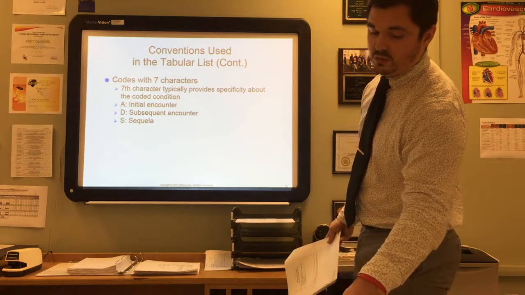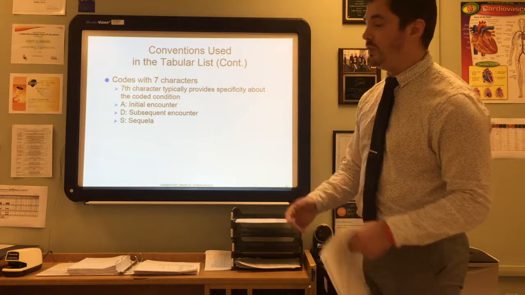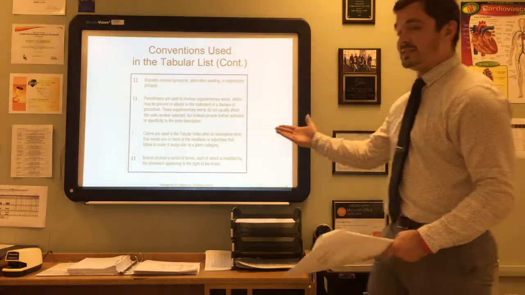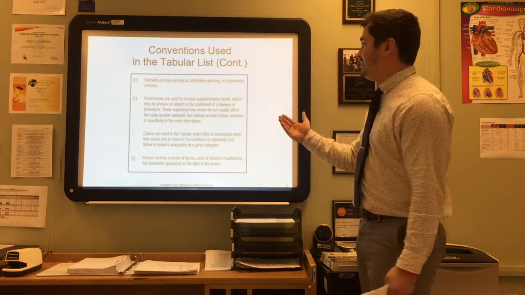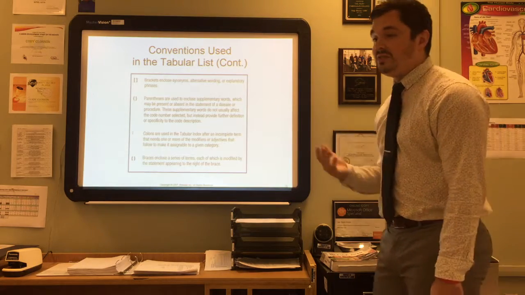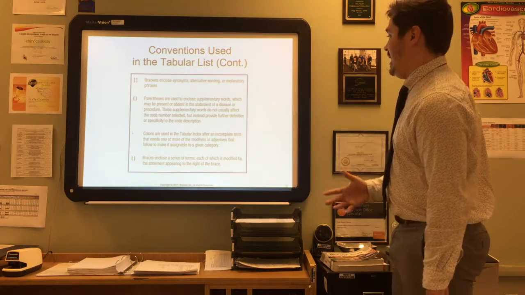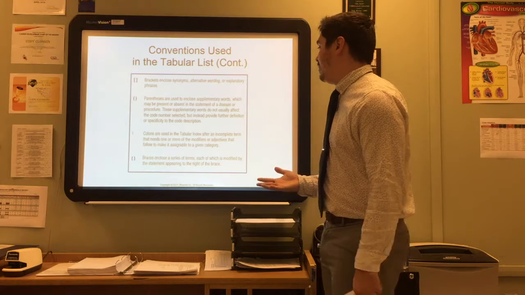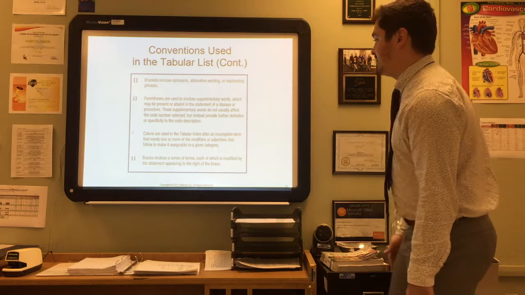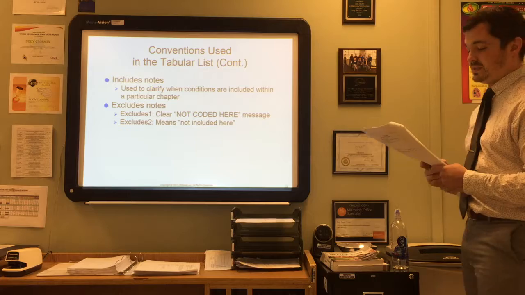If you look on page 261, you have common conventions used in the tabular list heading, and there's some things there. You can read up on those and really understand why they use different things. They also use brackets meaning different things. So brackets enclose synonyms, alternative wording, and explanatory phrases. Parentheses are used to enclose supplementary words. Colons are used in a tabular index after an incomplete term that needs one or more of the modifiers attached to it. And then you have braces, which enclose a series of terms, each of which is modified by the statement. Okay, so it's important to know the difference of those things.